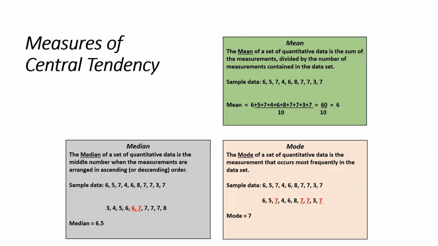If we had an odd number of data here, let's say 9 instead of 10, we would just simply take the middle value as the median.